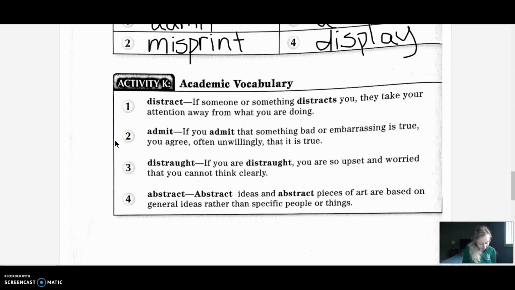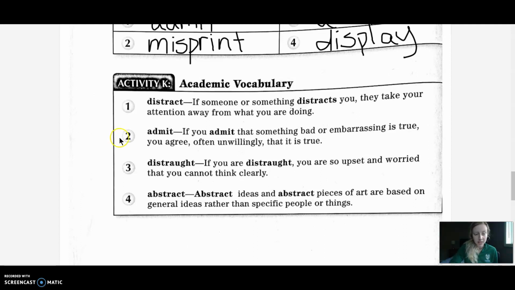Okay, so the next one is admit. If you admit that something bad or embarrassing is true, you agree, often unwillingly, that it is true. So you're admitting something. So for example, if you hurt someone's feelings and you might not want to admit it, right? So that's admit.